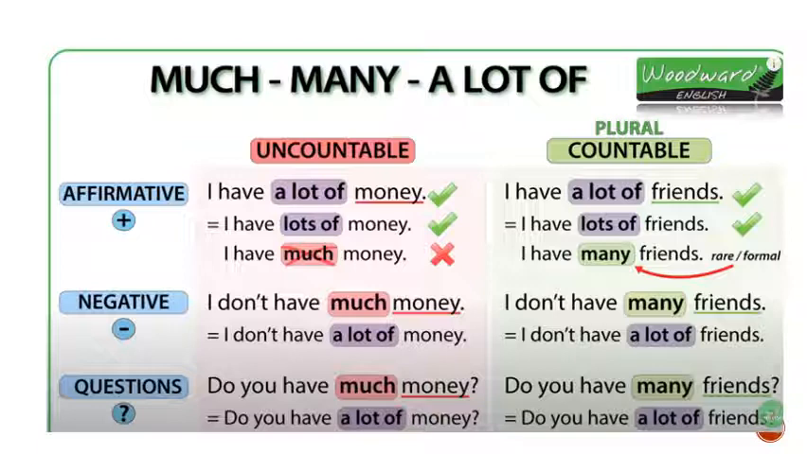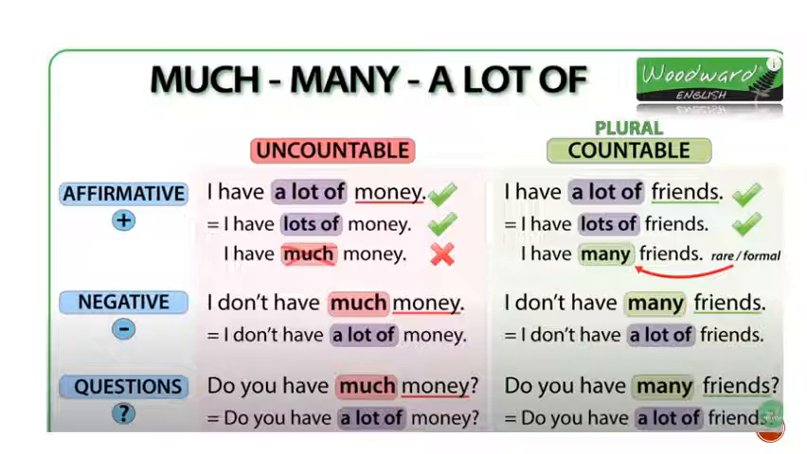Uncountable nouns. Affirmative. I have a lot of money is correct because we use a lot of in affirmative sentences with an uncountable noun, in our case money. I have lots of money, it's correct too, it's the same, but we do not say I have much money, so we don't use much in affirmative sentences.